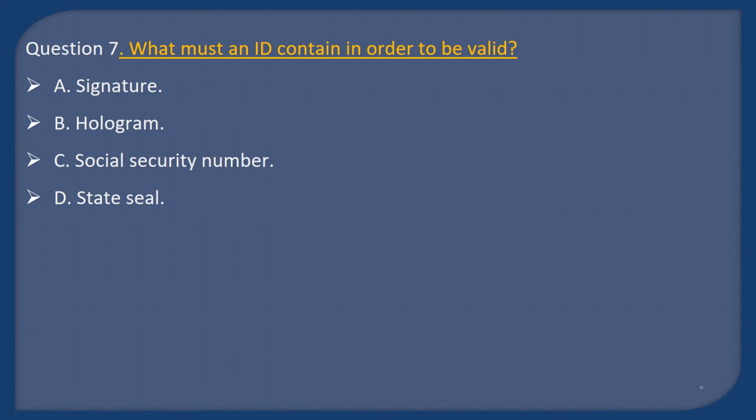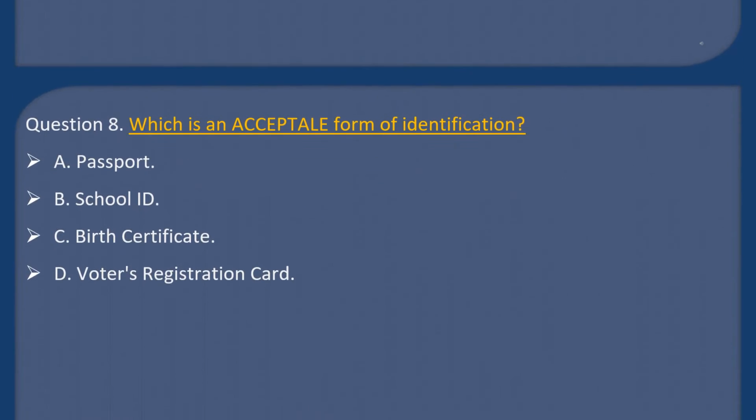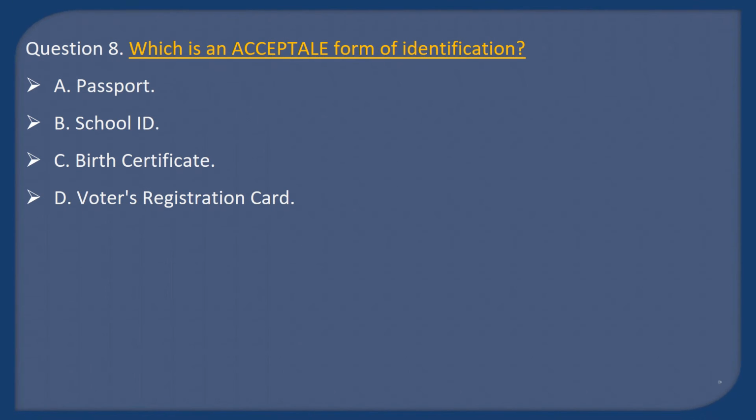Question 7. What must an ID contain in order to be valid? A. Signature. B. Hologram. C. Social Security number. D. State seal. Question 8. Which is an acceptable form of identification? A. Passport. B. School ID. C. Birth certificate. D. Voter's registration card.